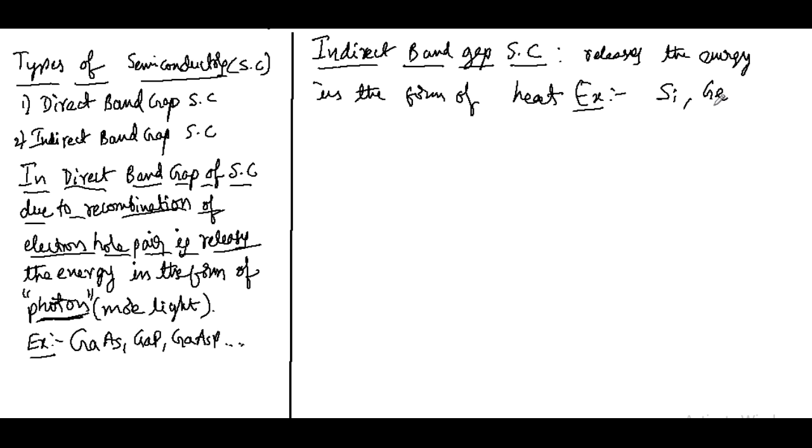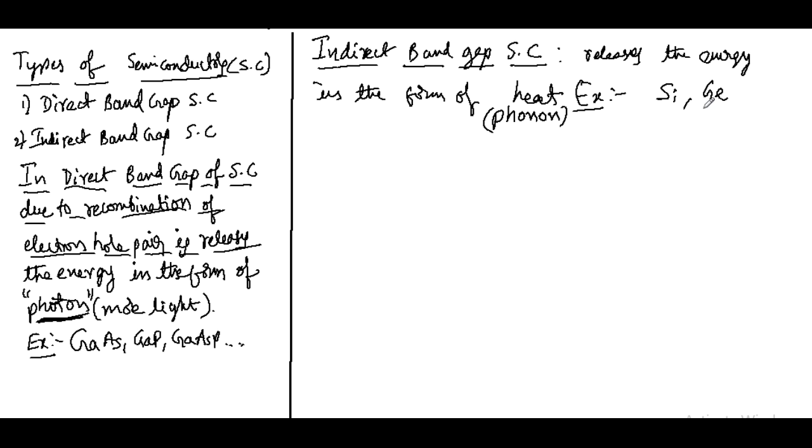The energy released in the form of heat is also called a phonon. It should be written like this, phonon. Phonon means more heat, less light. And here I wrote photon. Photon is nothing but more light and less heat, right? So indirect band gap semiconductors are silicon and germanium. From now onwards we will discuss silicon and germanium type semiconductors.